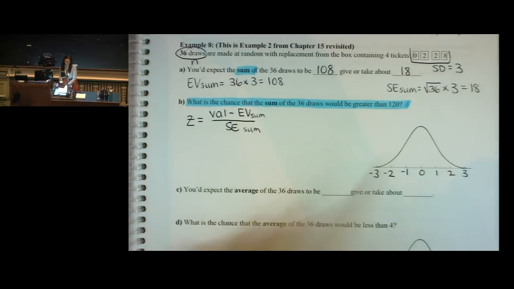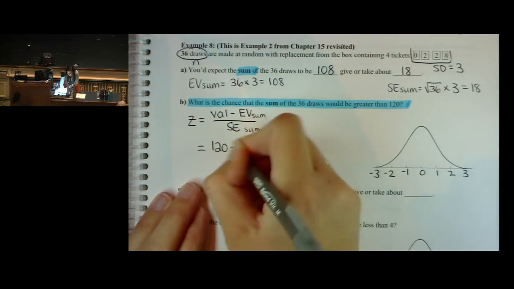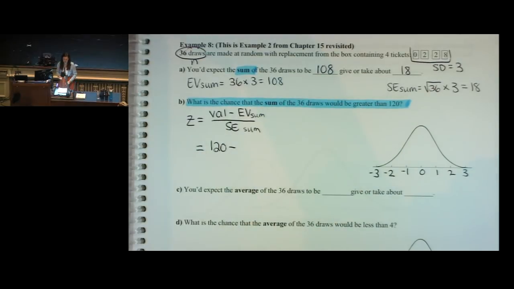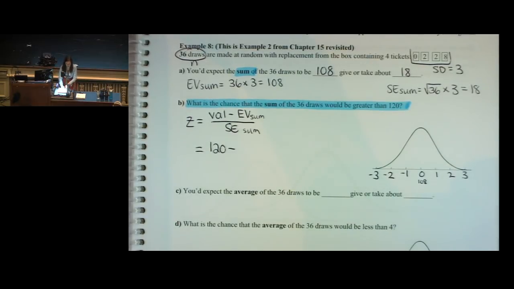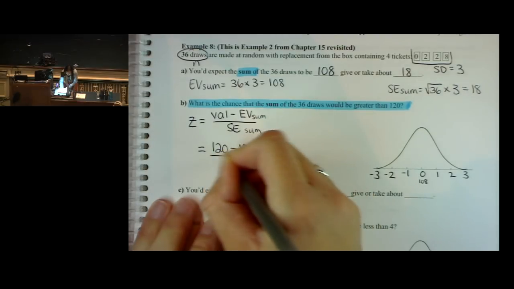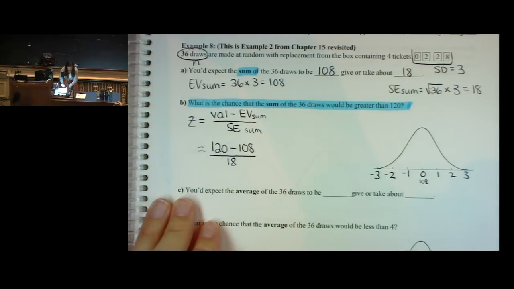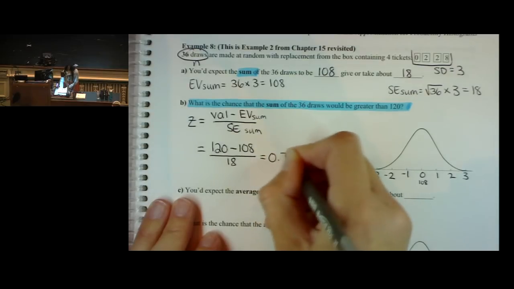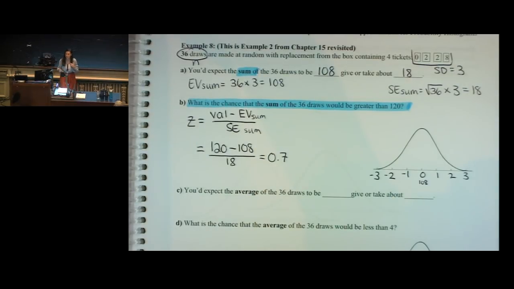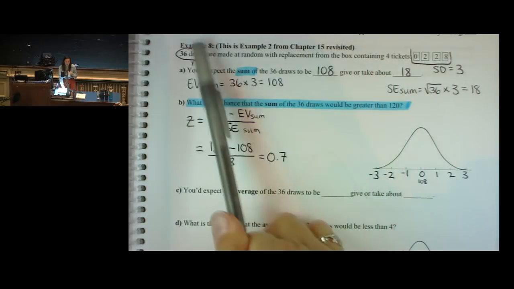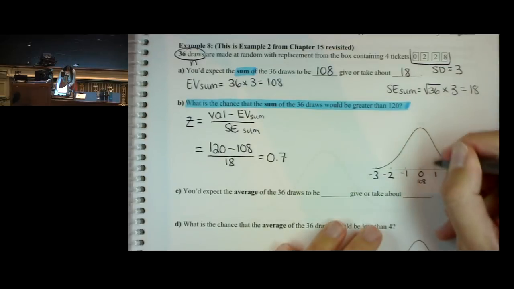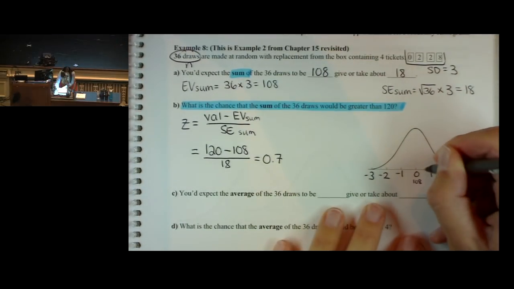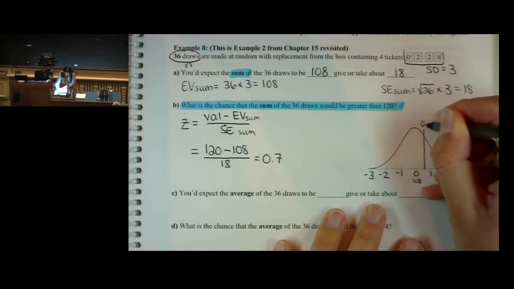The value that I'm concerned about is 120. So I need to figure out 120. I know it's above my expected value. My expected value is right in the middle, 108. So 120 should be somewhere over here. I should have some sort of positive z-score. So 120 minus 108 divided by 18. And I end up getting 0.7. So if you draw out of this box 36 times and you get a sum of 120, you're 0.7 standard deviations above the average.